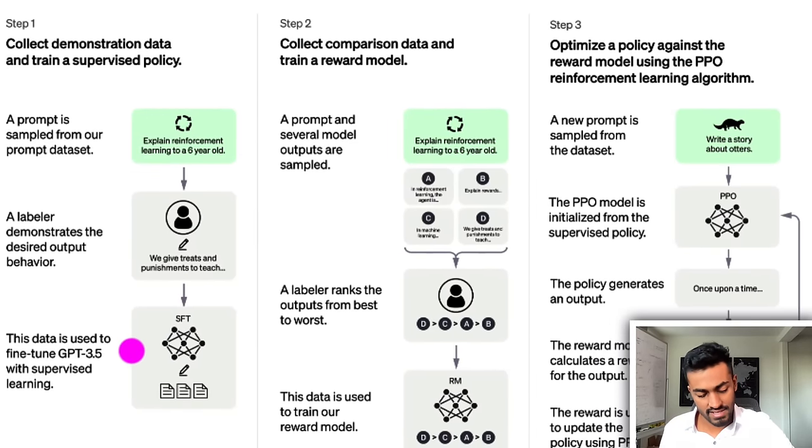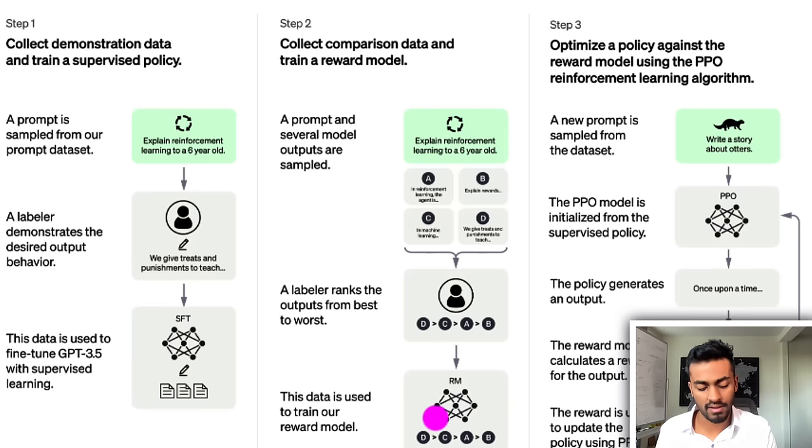Next, we take this supervised fine-tuned model and we take a single prompt, pass it through the model, and we generate a few responses over here. And now the labeler is going to be ranking how good these responses are. So for each of the responses that are generated, the labeler will assign some reward. And this is going to be used to train another GPT model, which is called the rewards model.